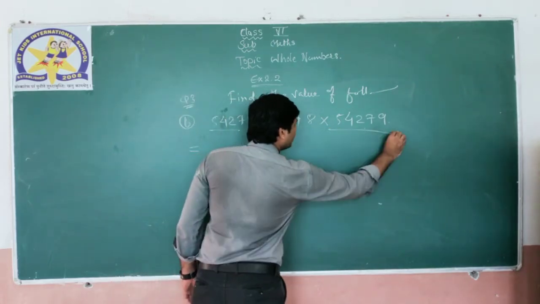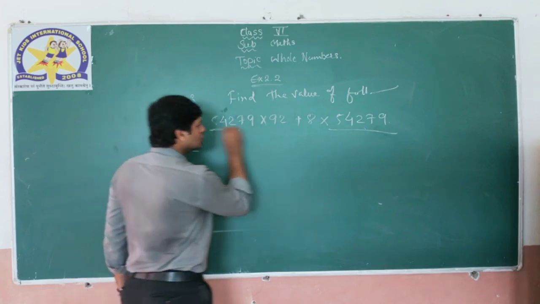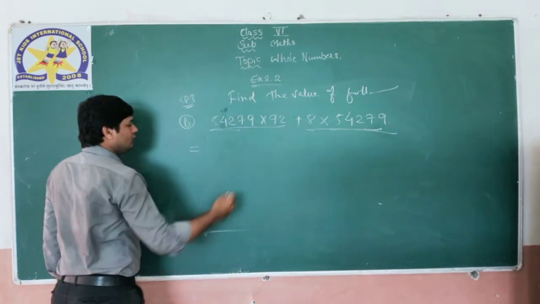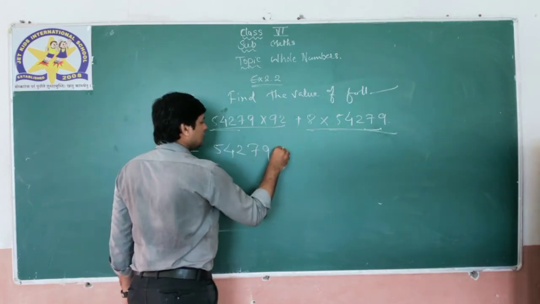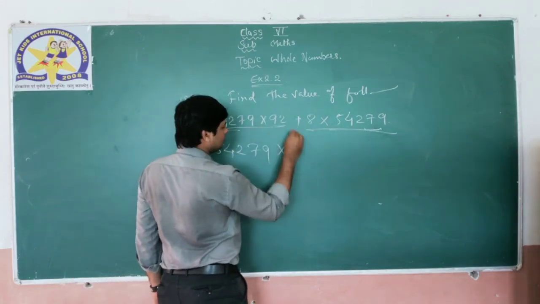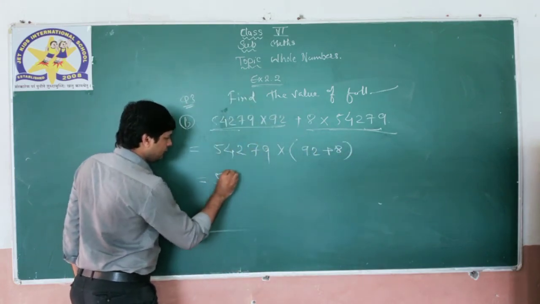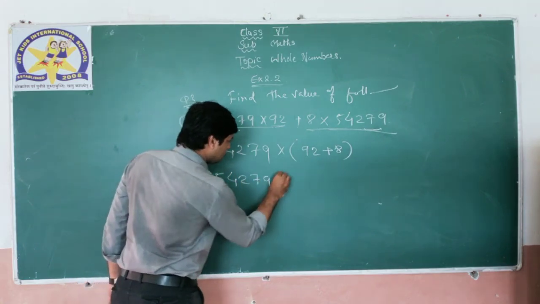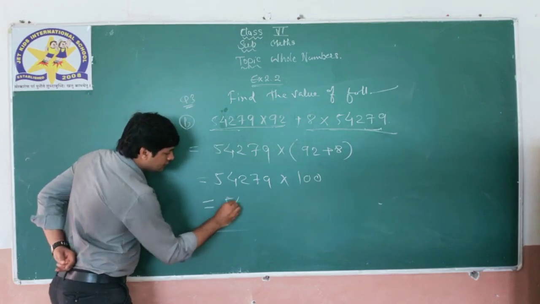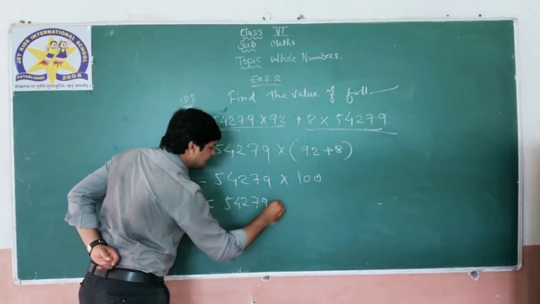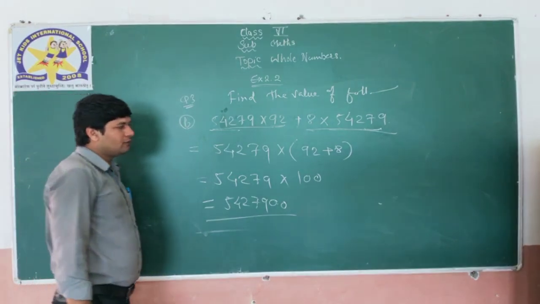Similarly, we have 54279 common in both the terms. So we are going to take 54279 common, and we have 92 plus 8 in it. So it will be 54279 multiplied by 100. You know very well, just add 2 zeros. Here is your answer. This is how we are going to perform.